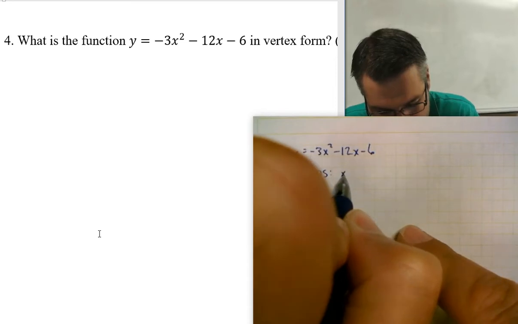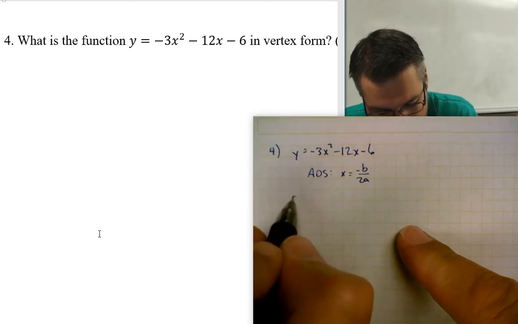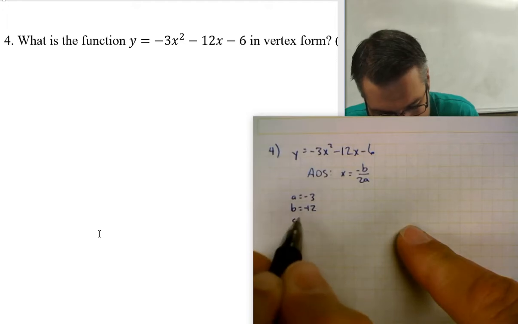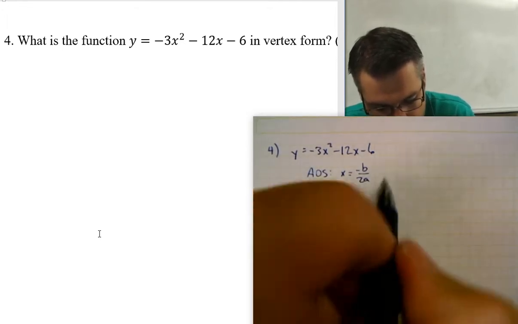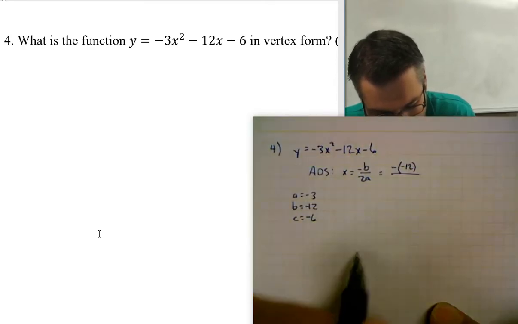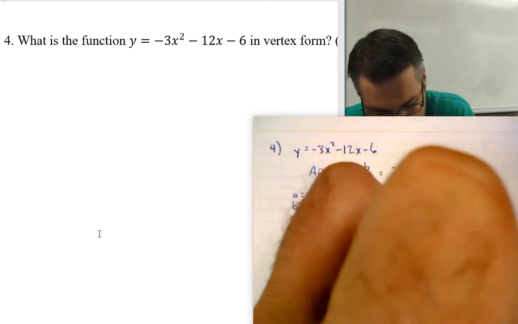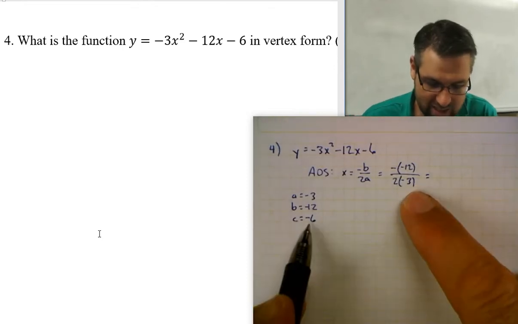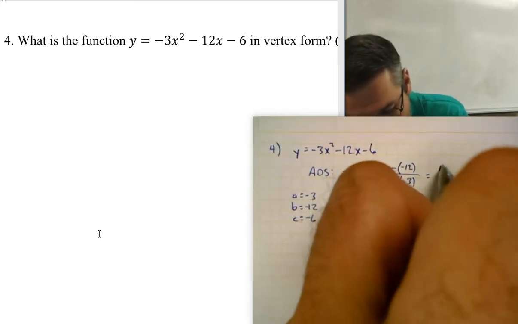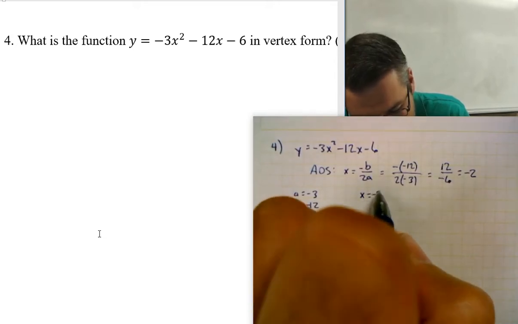Remember, the axis of symmetry is x equals negative b over 2a. So we have to identify those pieces. Remember, a is negative 3, b is negative 12, and c is negative 6. We'll plug those values in here. So negative b, that would be negative parentheses, negative 12, over 2 times a, which is negative 3. And then we simplify that. I saw some students plugging in c on the bottom here. No, we want to plug in a. It's negative b over 2a. So you end up with 12 over negative 6, which is negative 2. So our axis of symmetry is x equals negative 2.